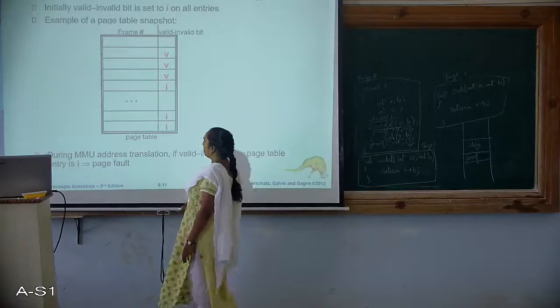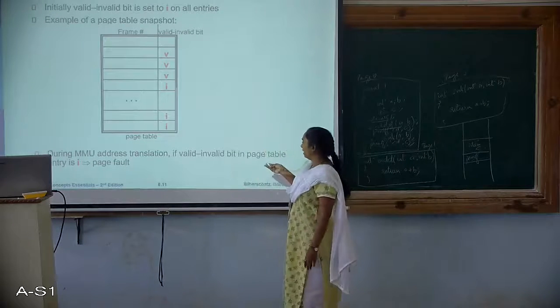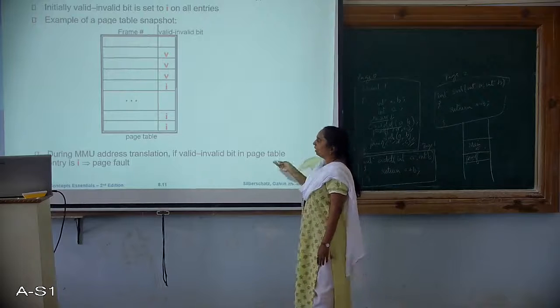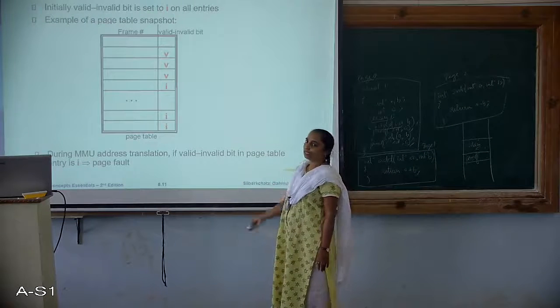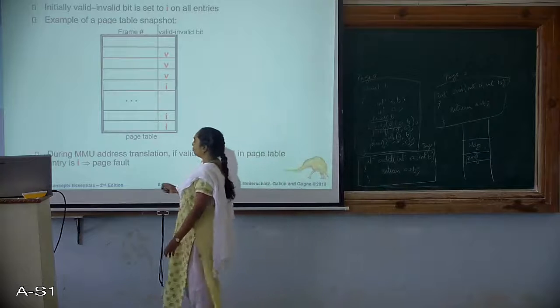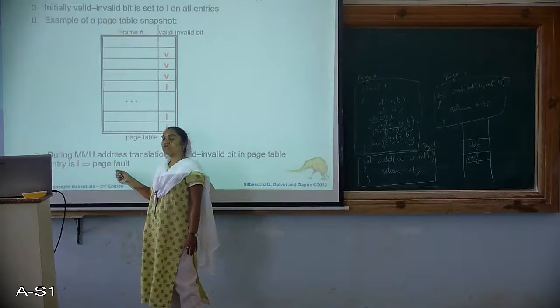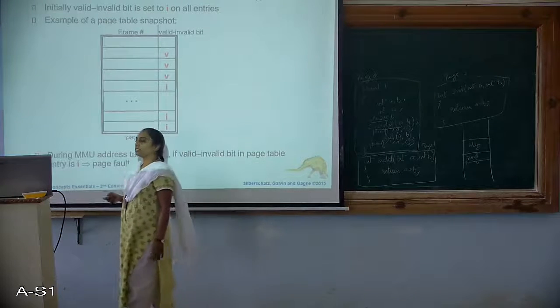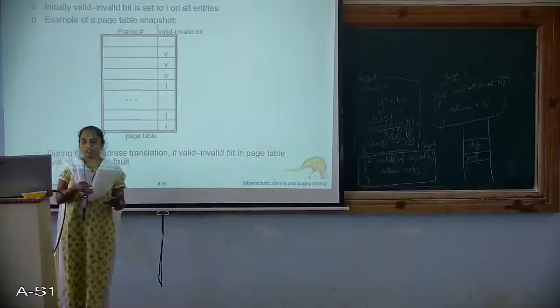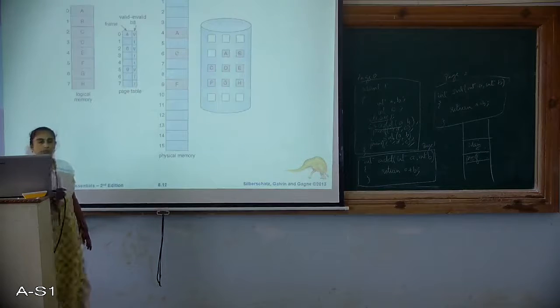So during MMU address translation, if the valid-invalid bit in the page table entry is I, then it generates a page fault. The page fault is an interrupt signal to the operating system. It's a trap for the operating system. So the operating system has to jump in and resolve this issue.